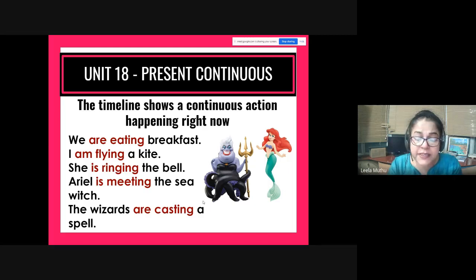Okay. The wizards are casting a spell. Are casting a spell. So the wizards, it's a plural subject, so we are using a plural verb, are. But is, am, and are are used in the present. So these are the helping verbs followed by the main verb plus ing.